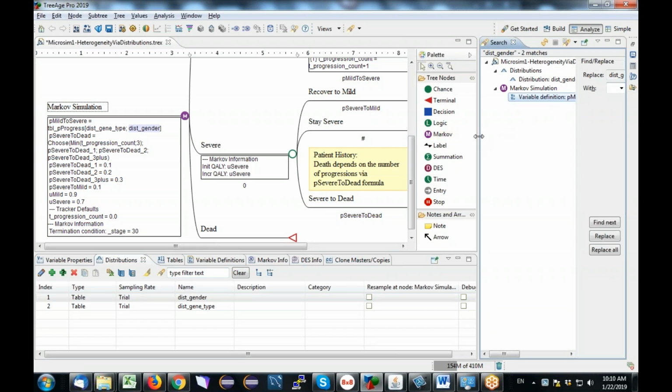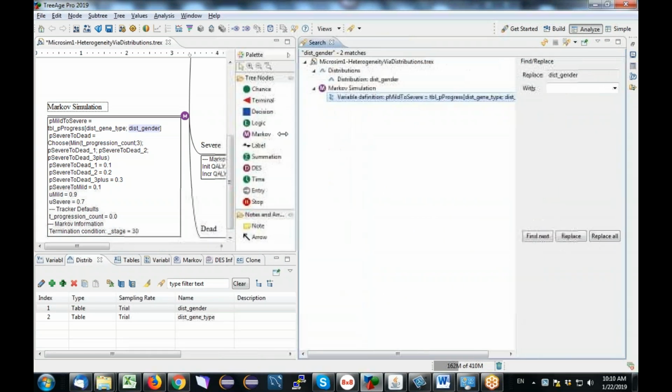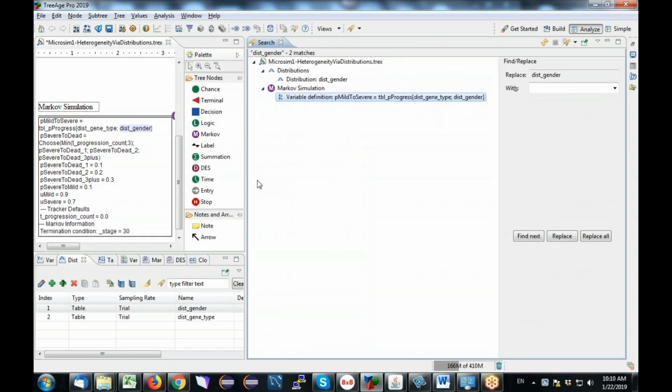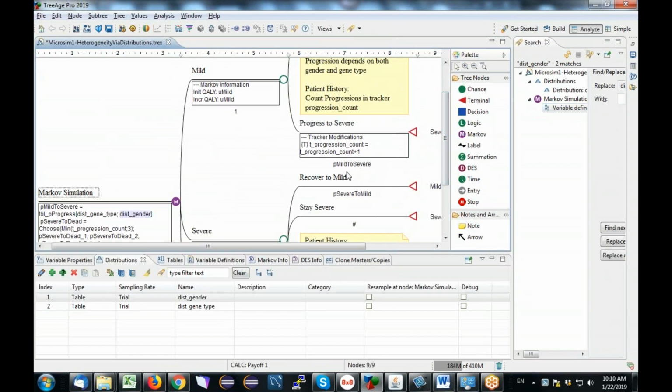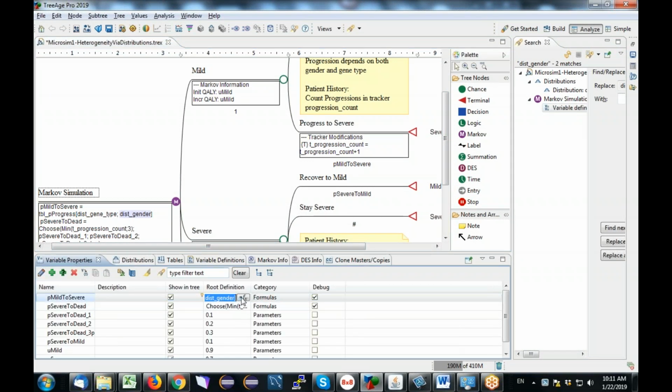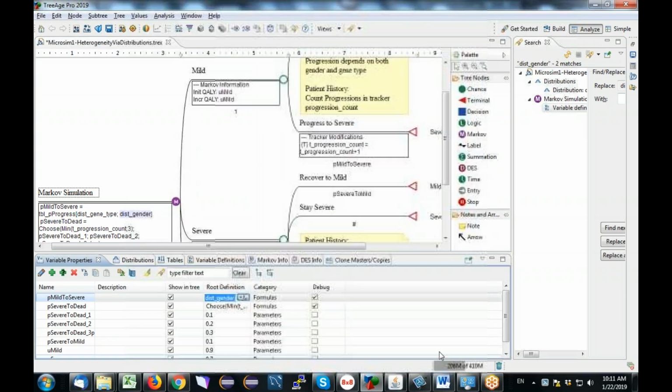Okay, I'm just looking around. So this variable definition right here, P mild to severe, is basically saying that the progression is dependent both on the gene type and the gender. So where is that P mild to severe used? It's used right here. So this probability is dependent on the characteristics of the patient. And if I look a little bit more closely at that variable, here's my definition, and it pulls it out of a different table based on the row of gene type and the column of gender. So let's take a quick look at the table.